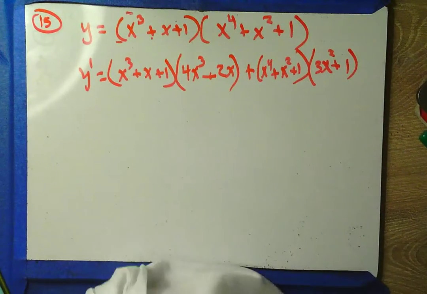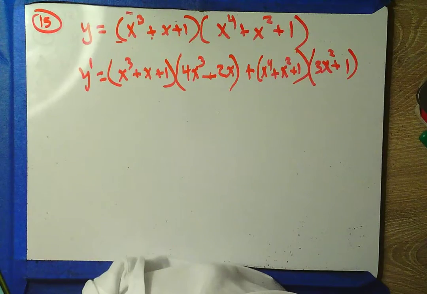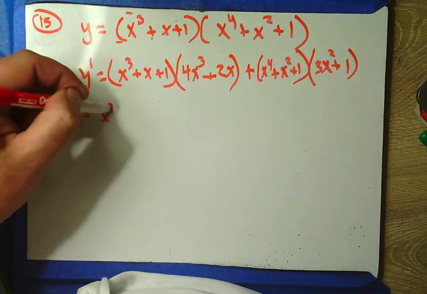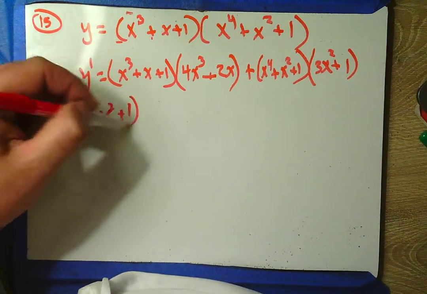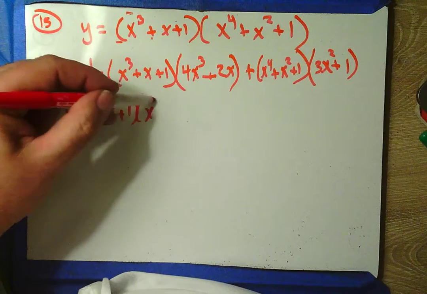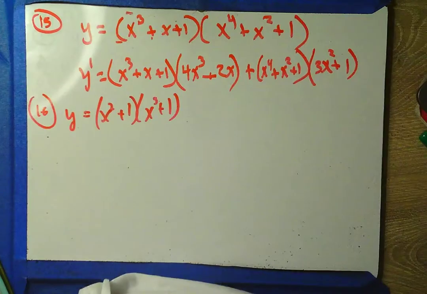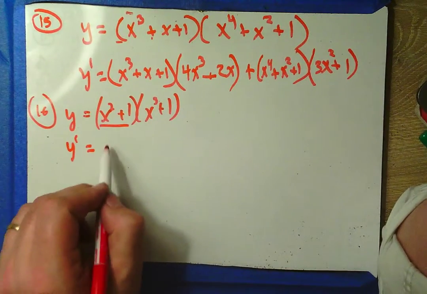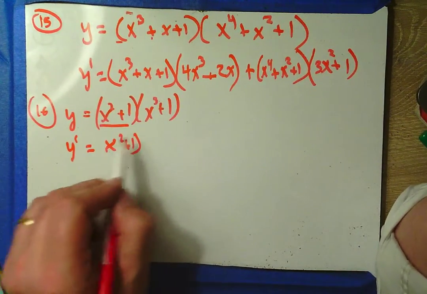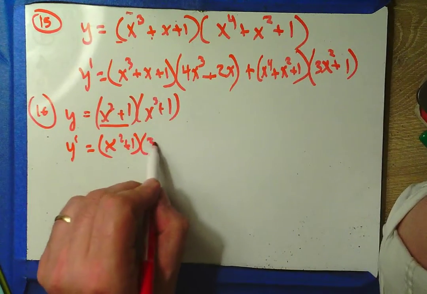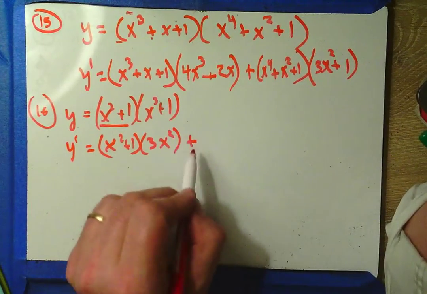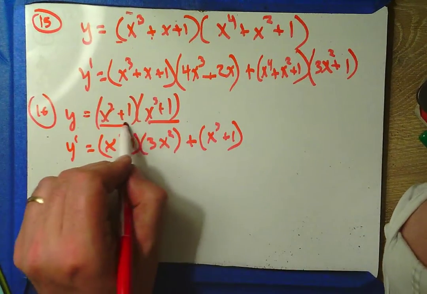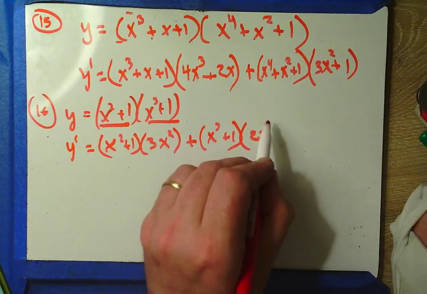Number 16 says, y equals x squared plus 1 times x to the third plus 1. Okay, so this is a product rule. Y prime is going to be this, x squared plus 1 times the derivative of this, which is 3x squared, plus this, x to the third plus 1, times the derivative of this, which is 2x.